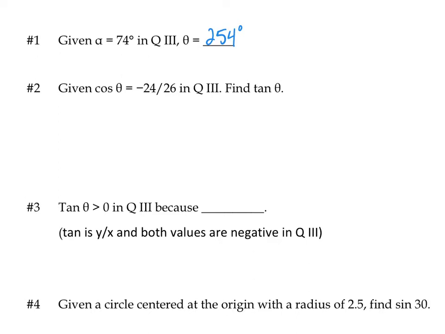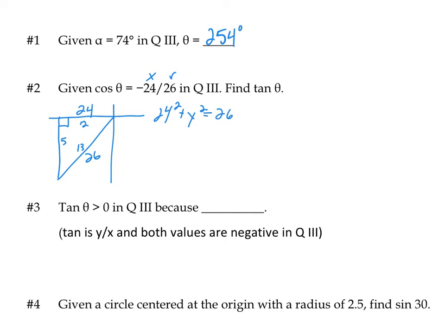All right, so number 2, I'm going to use cosine. This is negative 24 over 26 in quadrant 3. Just a quick sketch of that: quadrant 3 means we're going to have some reference triangle out here in quadrant 3. And cosine is x over r. So it means our x is 24, r is 26. This would be a 12, 13, and then this would be a 5. So it's a 5, 12, 13, or you could set up 24 squared plus y squared equals 26 squared.